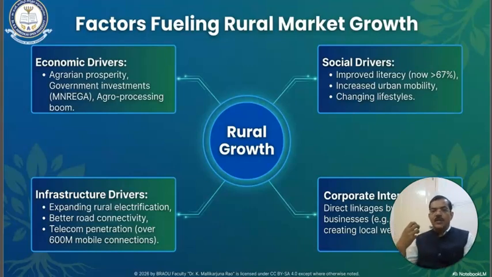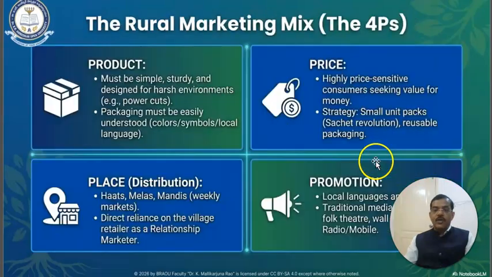Increasing urban mobility is also there. Changing the lifestyle, you also observe. Especially the infrastructure drivers, we need to impact more for rural growth. Rural electrification is also done, better road connectivity and telecommunication penetration is so good. Over 600 million mobile connections now in India. The corporate intervention also, linked with businesses like Reliance, Fresh, and others are also impacting.